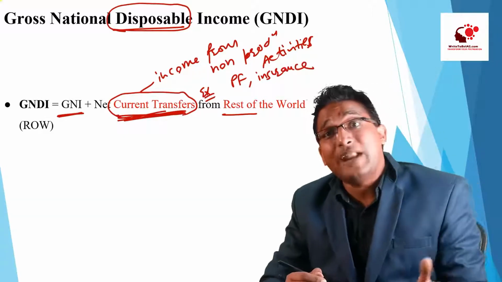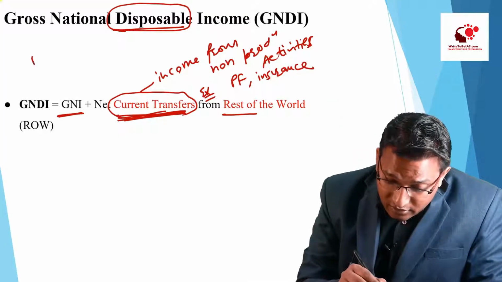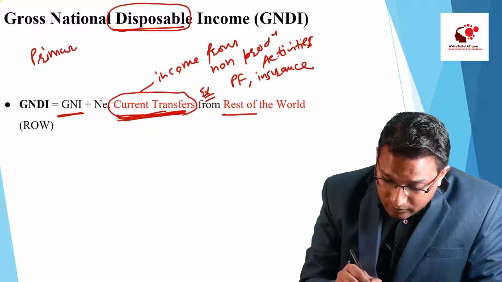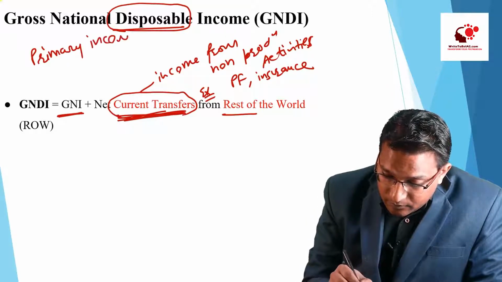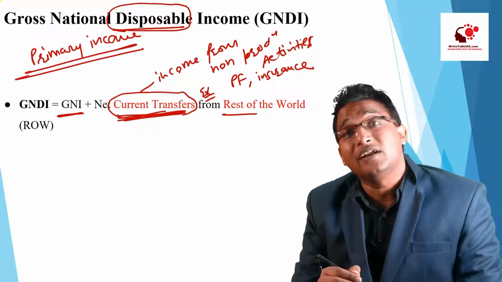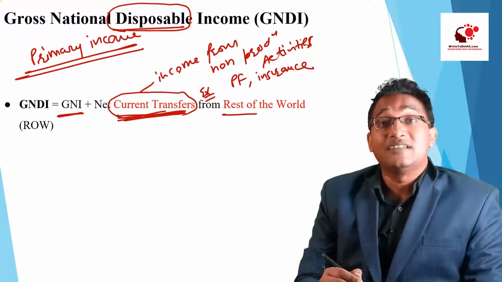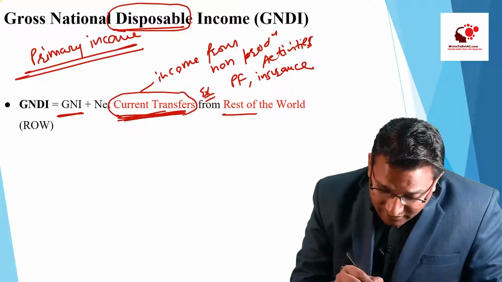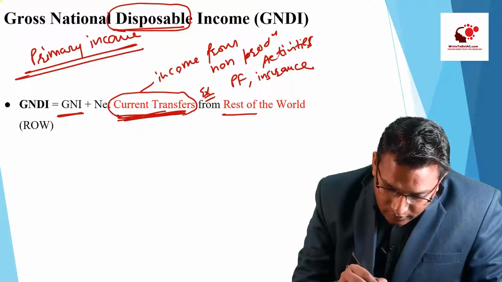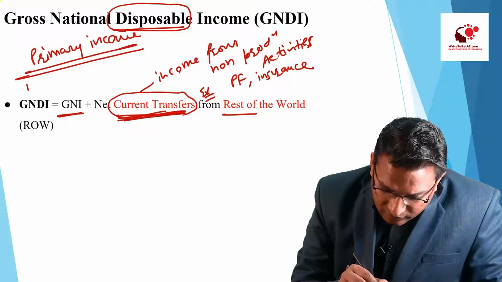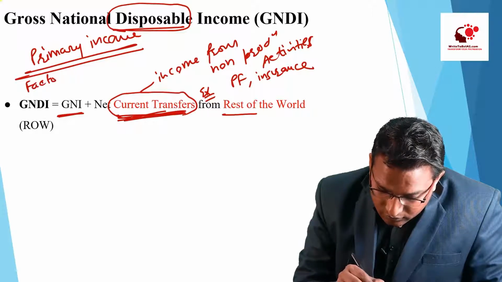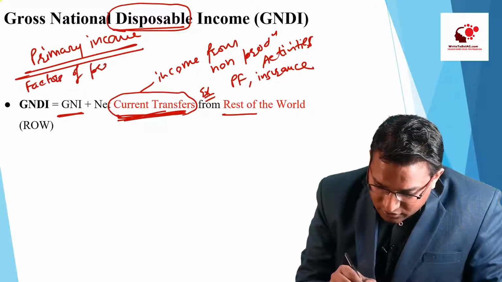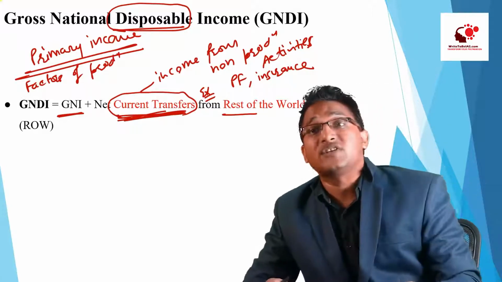And how is it different from the primary income? We also discussed one term, primary income. We discussed this term when we were discussing the term GNP. So what is the meaning of primary income? The primary income basically means the income from factors of production or income from the production activity.